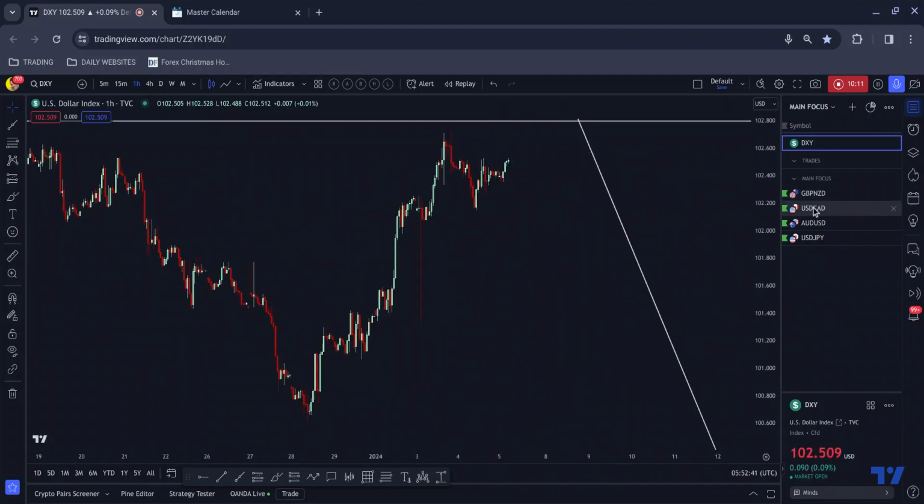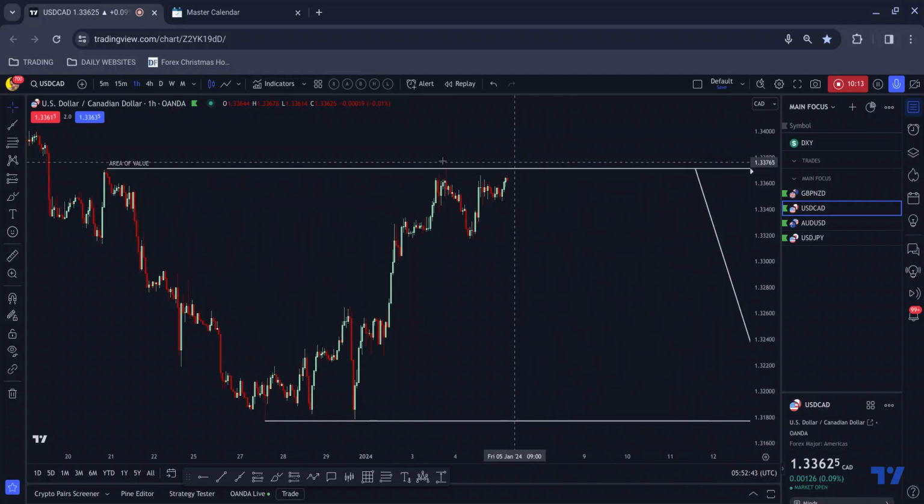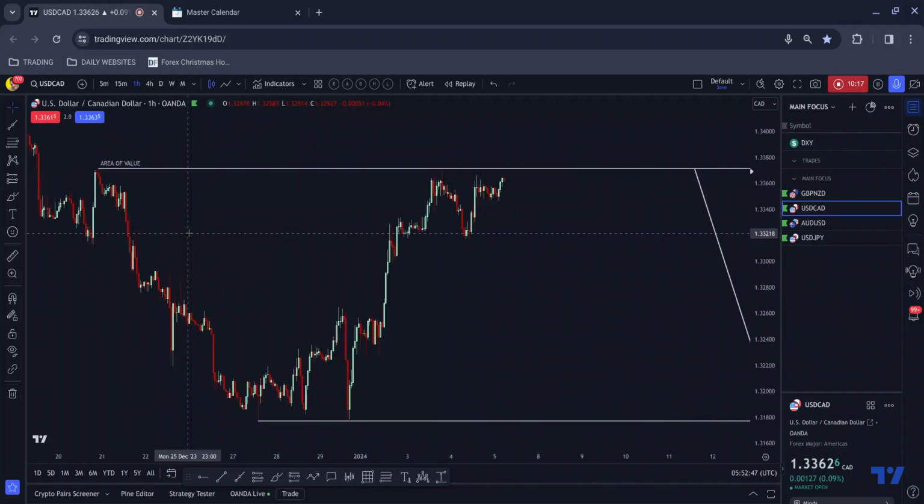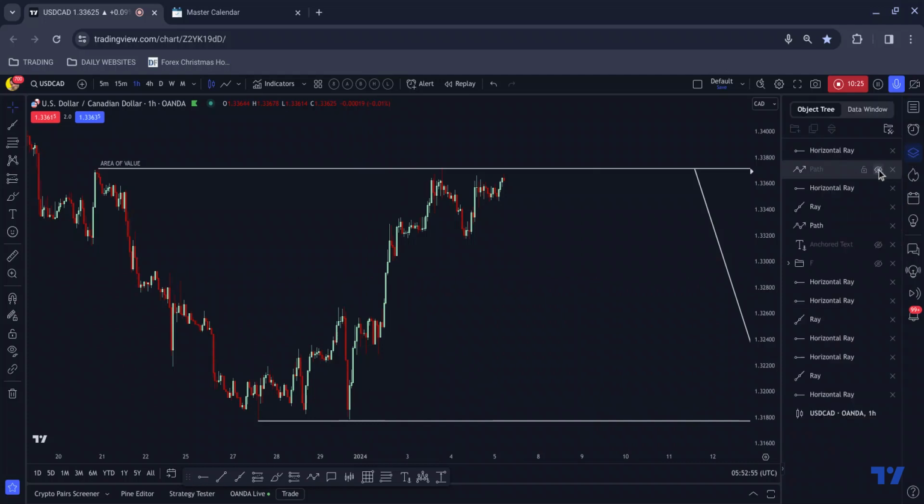If that happens, then dollar CAD will likely push up and break this area of value, because you can see it looks very similar. We're trying to factor in the dollar sentiment, the dollar weakness, and the dollar strength as well. So once again, what are we looking for?